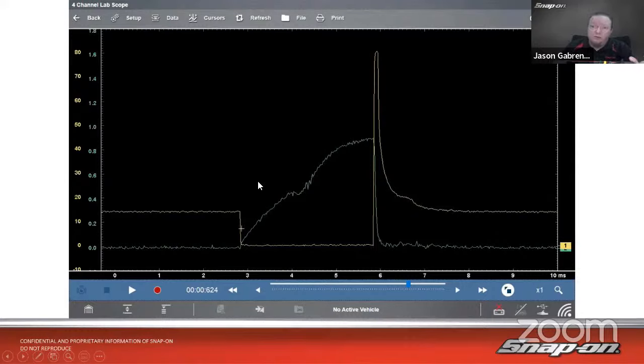So if I do both of these on the same screen, I should be able to see the injector open and close. All right, I'm going to be able to do that. And I can verify that it actually is open.